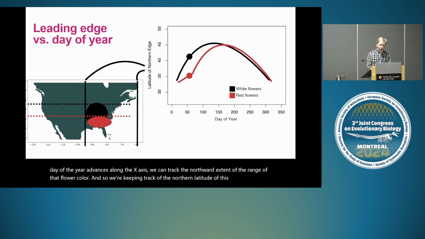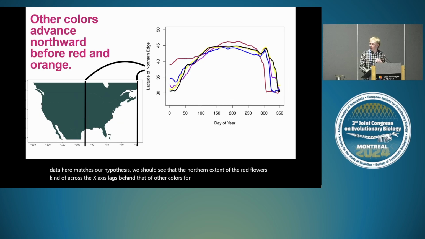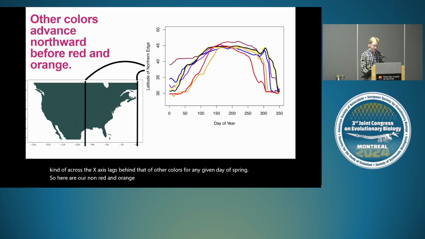And so if our data here matches our hypothesis, we should see that the northern extent of the red flowers, kind of across the x-axis, lags behind that of other colors for any given day of spring. So here are our non-red and orange colors. And we can see that, yes, there's a very clear signal of this pattern of red and orange flowers lagging behind the other flower colors.